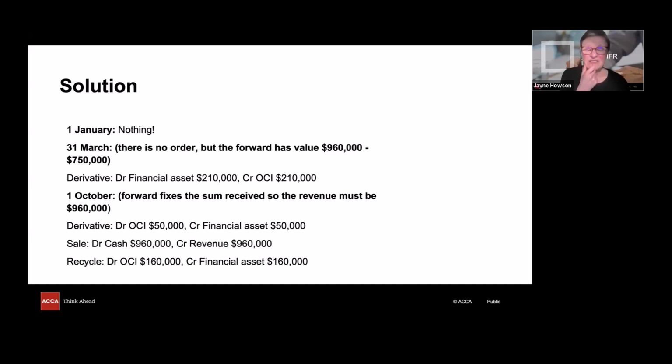But I then need to recycle and get rid of that OCI. So I'm going to take out of the OCI the 160 that I previously recorded, and I'm also going to remove the financial asset that no longer exists because it's been closed down. Now notice again what we're doing here in the question. We're making sure that we understand what the transaction's doing, these bits that I've got here in bold, and then what we're going to do is we're going to reflect the financial journals through that.